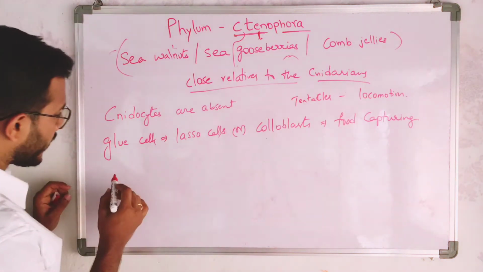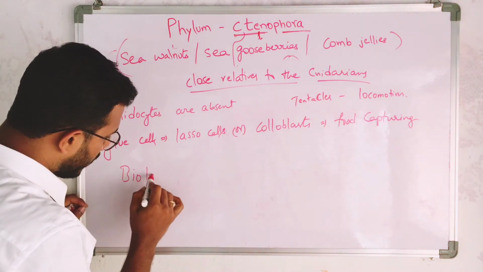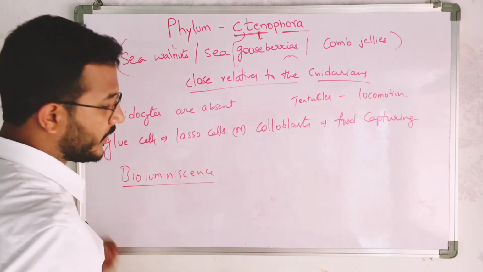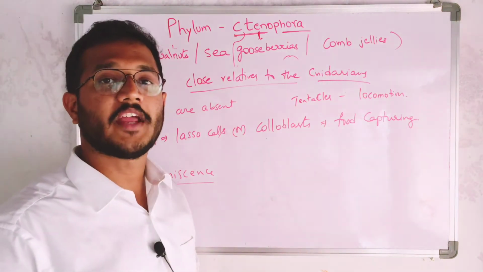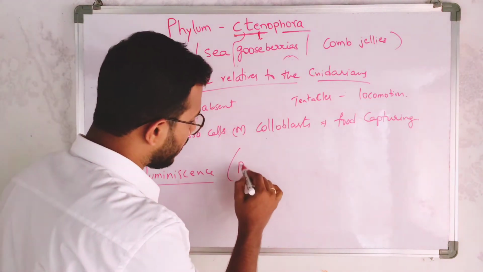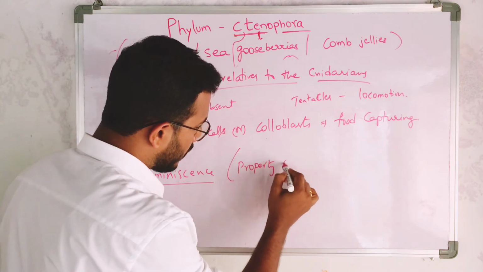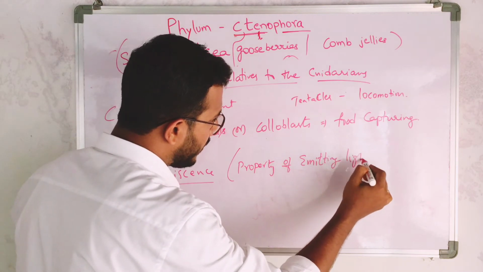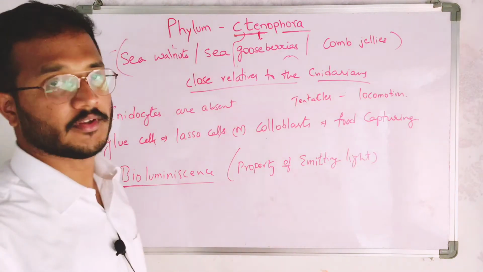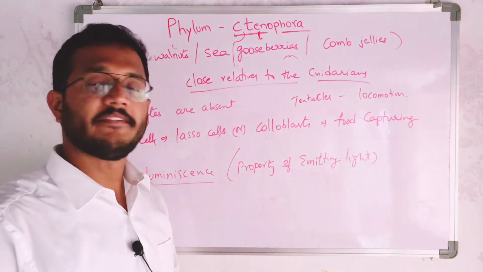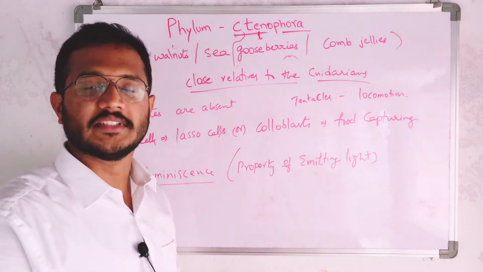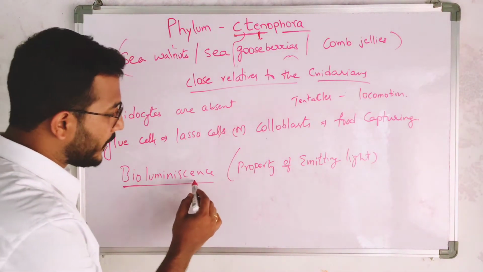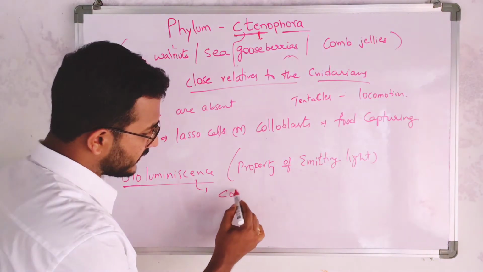And one more thing you can know, these animals have a special property, that is bioluminescence. That means the property of emitting light by living organisms. Bio means life. The property of emitting light by living organisms is known as bioluminescence. Here one important point I want to discuss is that the light emitted by the animals is also known as cold light.